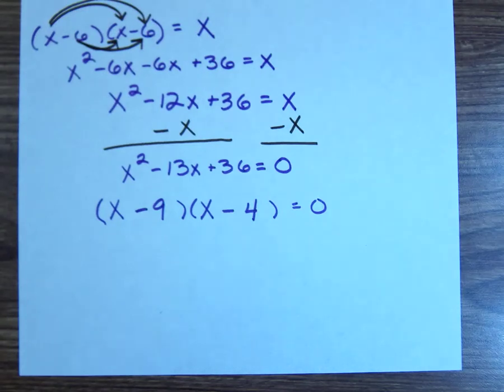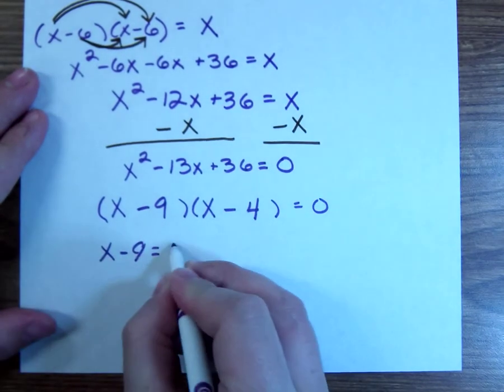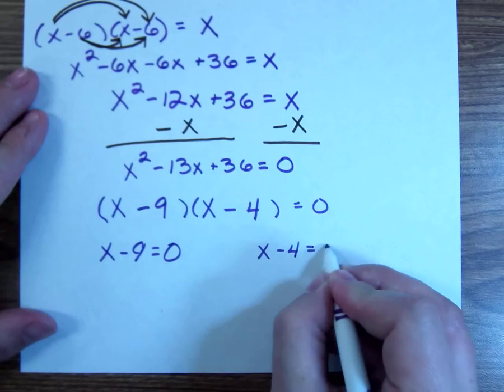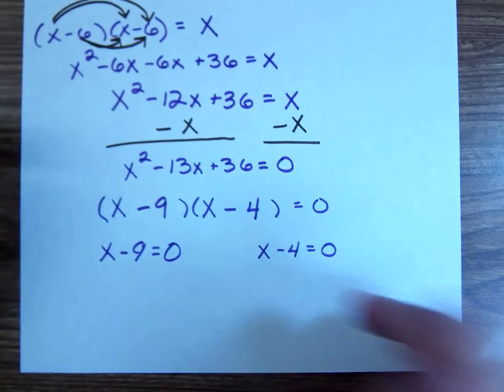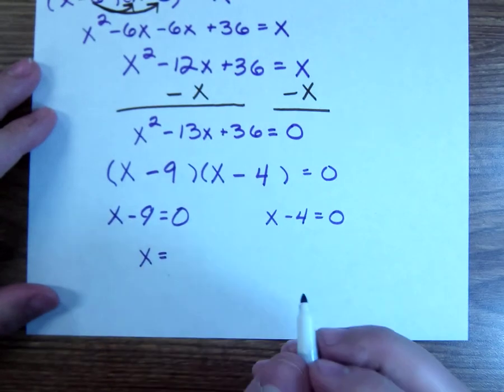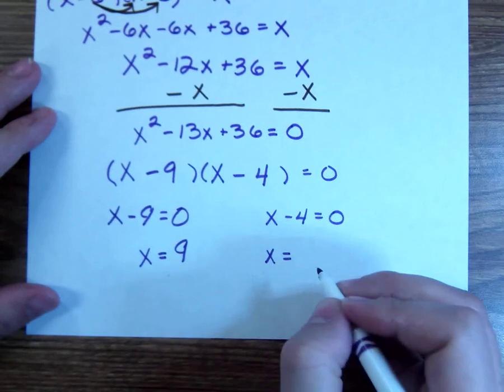Right, solve for x twice. Once with the left parentheses, and again with the right parentheses. This is pretty simple. The answer to the left side is 9. And the answer to the right side is 4.